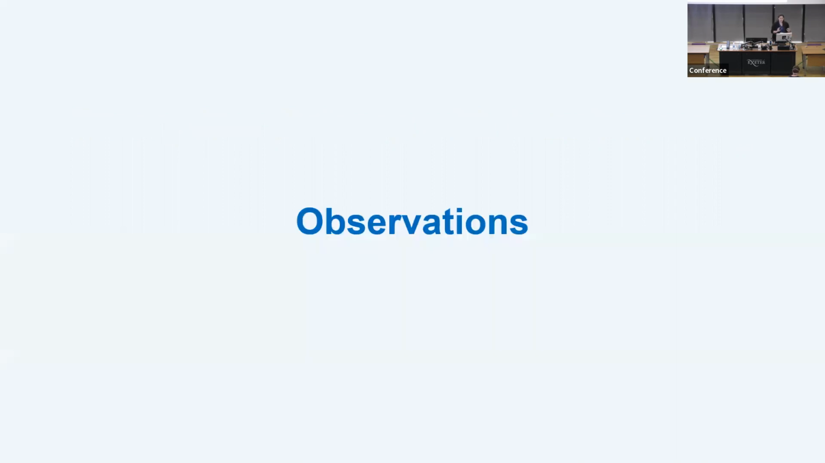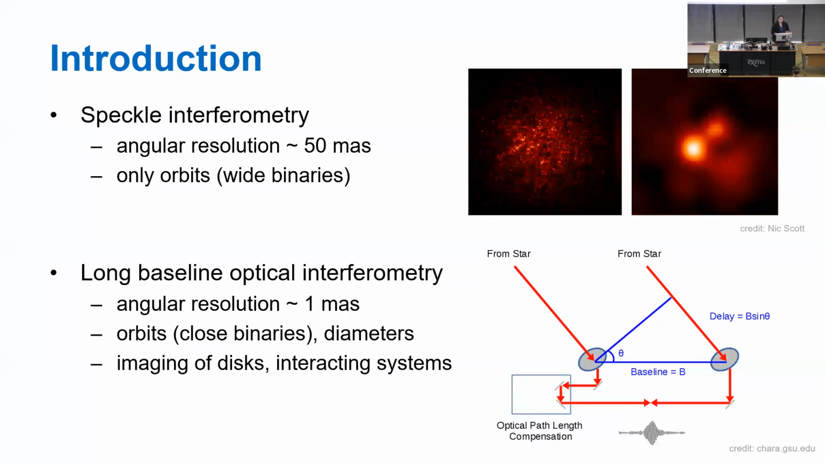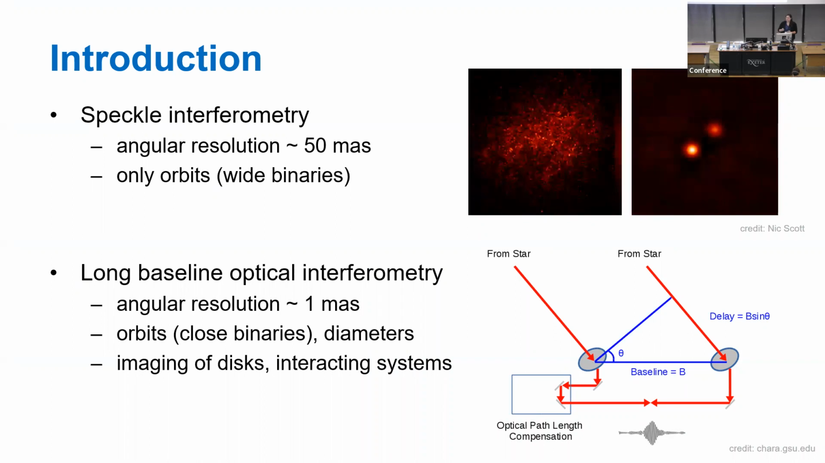Okay, so I'm going to start by going over some of the basic observational background for anybody who's maybe new or doesn't do binary stars. For binary star science, you can use either speckle or long baseline interferometry. Typically, if you're doing speckle, you're limited to measuring orbits of the wider binaries, since the angular resolution is only about 50 milliarcseconds, limited by the diameter of the single telescope. But to do the smaller, shorter period binaries, you need long baseline interferometry to get down to the milliarcsecond regime.